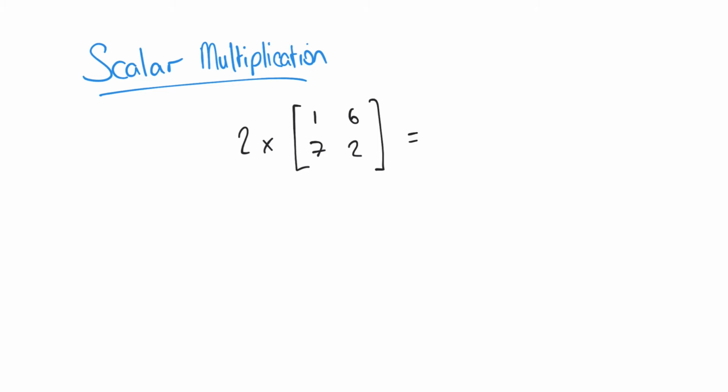So scalar multiplication, very easy, because all we're going to do is multiply each of these elements. We'll see that we get 2, 12, 14, and 4. And that's still a matrix enclosed like so. It doesn't have to be an integer number. It could be a non-integer as well, but the same process applies. We multiply each of the elements by whatever it is that we're multiplying by.